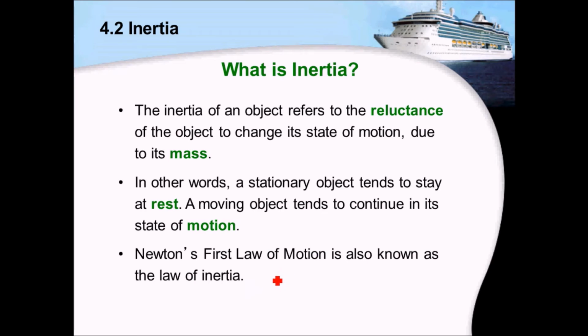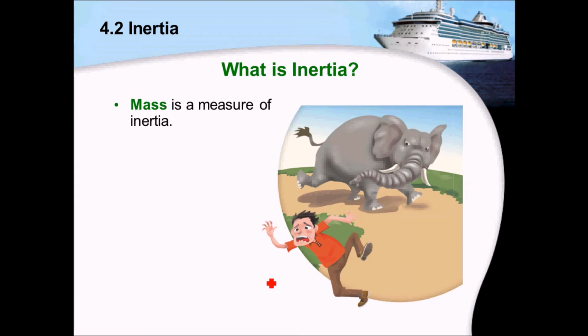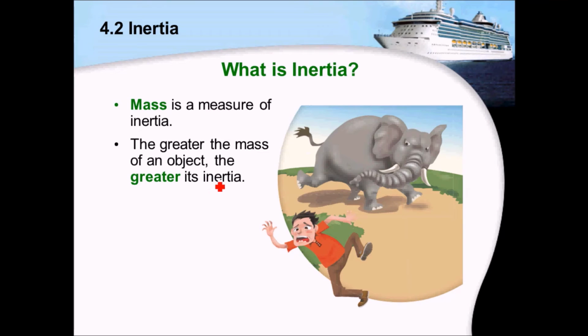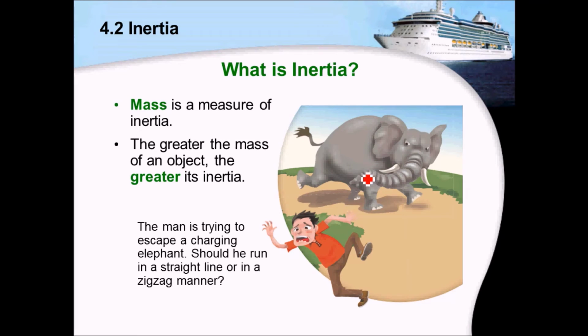Okay, let's move on. The other idea you need to know about inertia is that mass is the measure of inertia. The greater the mass of an object, the greater the inertia. If you look at these two living organisms, the elephant has more mass, am I right? The other guy has less mass, so we expect that the elephant has a higher inertia, correct? While the guy has a lower inertia.